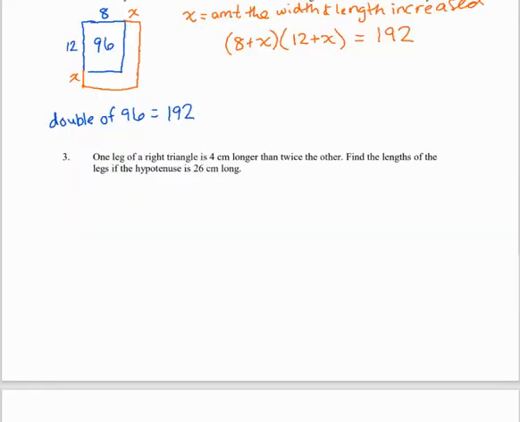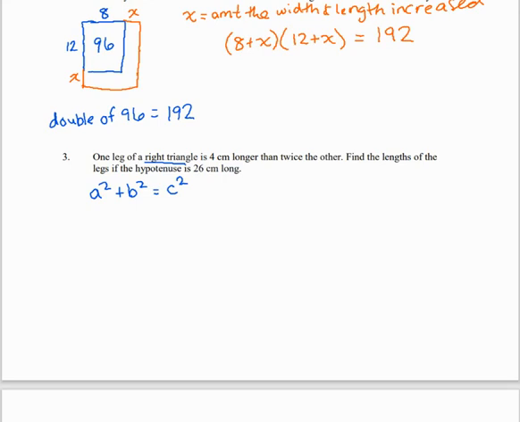Let's look at number 3. Number 3 says, one leg of a right triangle is 4 centimeters longer than twice the other. Find the length of the leg if the hypotenuse is 26 centimeters long. For this problem, what we need to remember is our rules about right triangles. With right triangles, we have that a squared plus b squared equals c squared, our Pythagorean theorem.